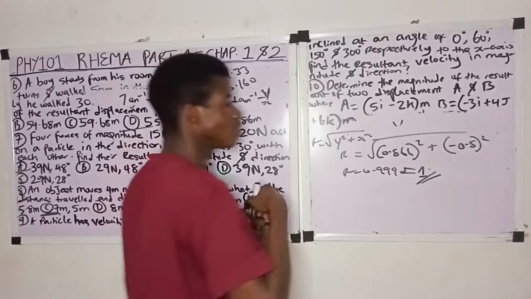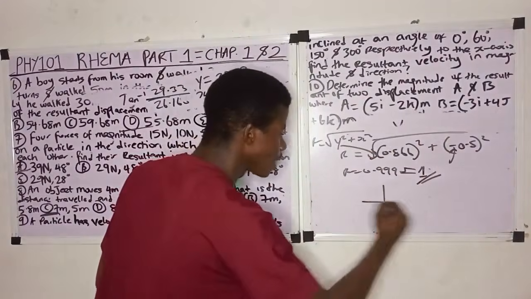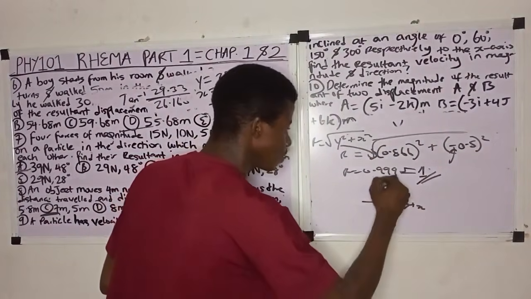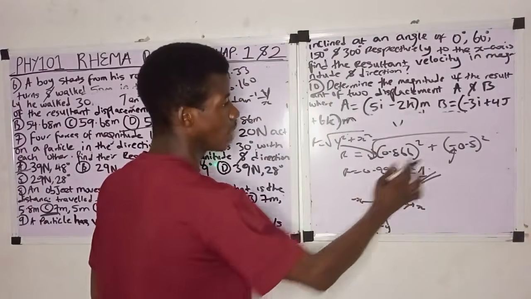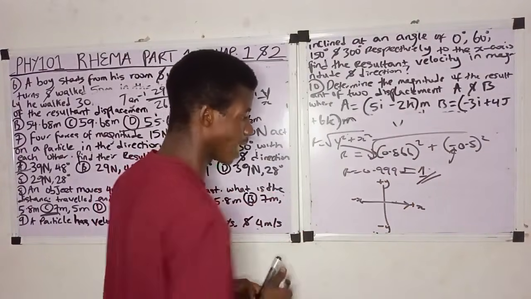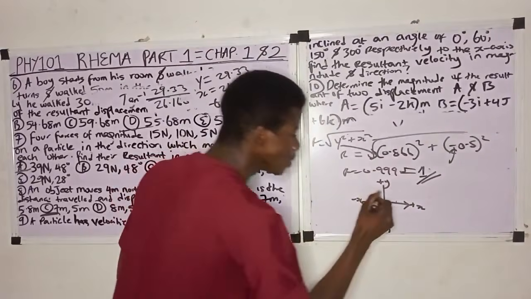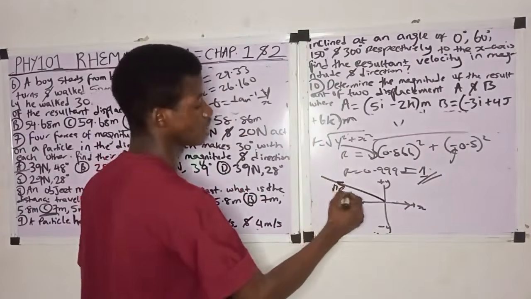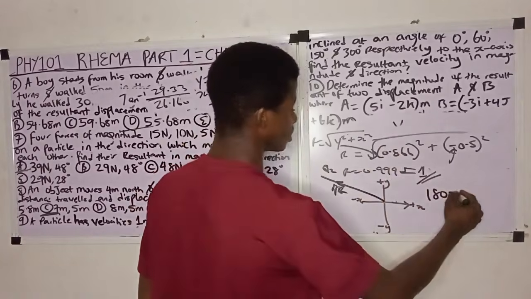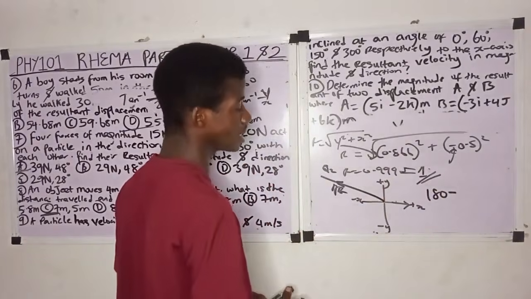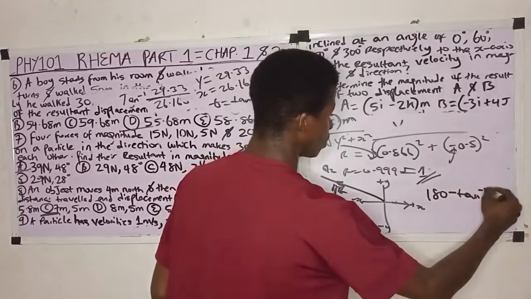Now if you look at it, our y is positive, our x is negative, right? If you draw the 4 cardinal points, this is positive x, positive y, negative x, negative y. Our y is positive, our x is negative, so our resultant lies in the second quadrant, right? Remember, in the second quadrant, the direction will be 180 minus the inverse of tan y over x.